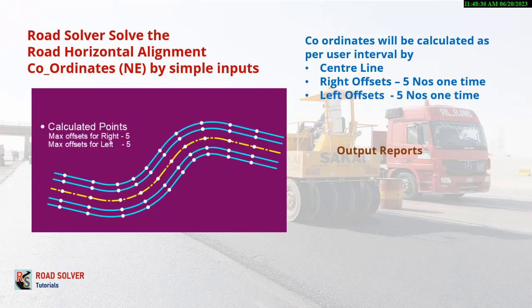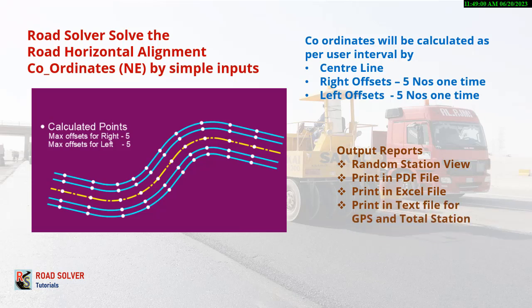So what are the output reports? You will get the random station view. This means if you want to see only on this screen, just enter your station, select the right offset or left offset, and click view. So this coordinate will be viewed on this screen. The second one is printed in PDF file format, and the third one is printed in Excel file format. Then the fourth one, you can print in text file format. This text file can be used directly in GPS or total station survey instruments.